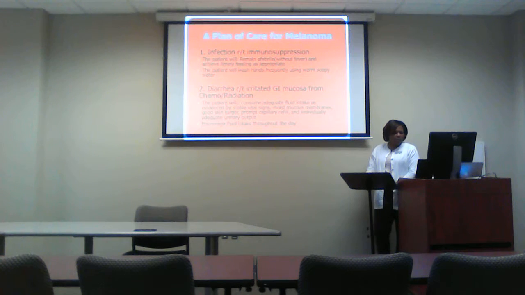Plan of care for melanoma, infection related to immunosuppression. Remember, your immune system is suppressed, so the patient may get a fever, but our goal is to remain afebrile, meaning without a fever. We want to try and wash our hands with warm soapy water. That's going to help decrease infection. We want to wash as much as possible.